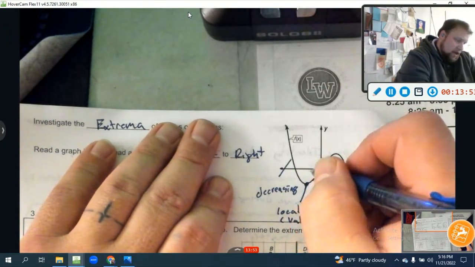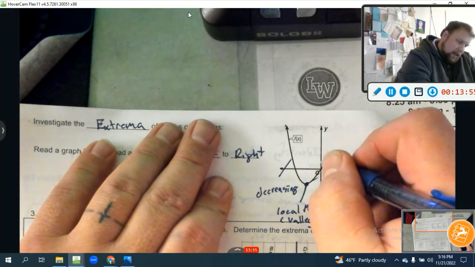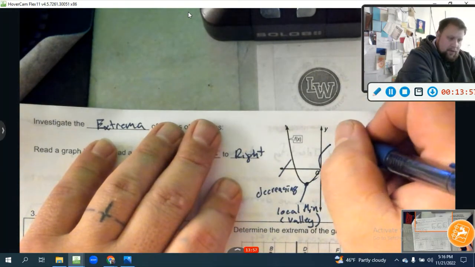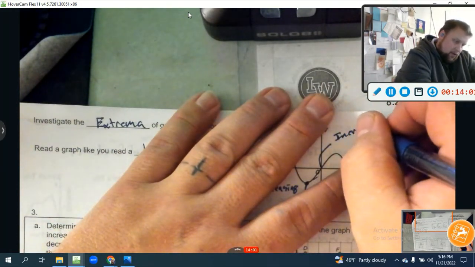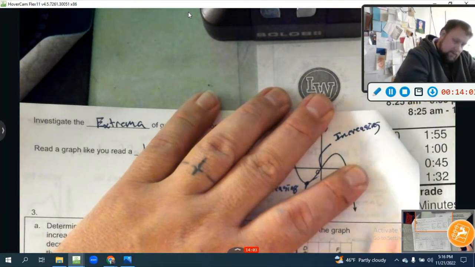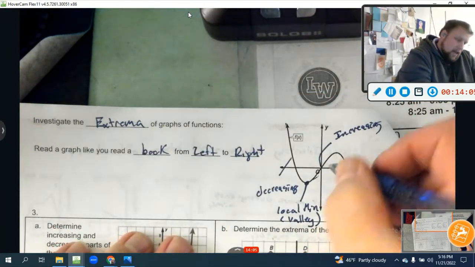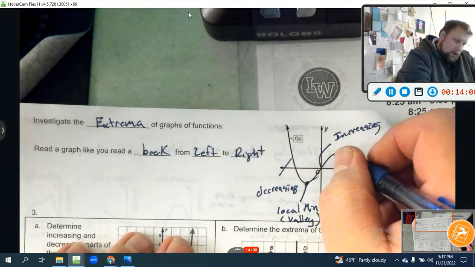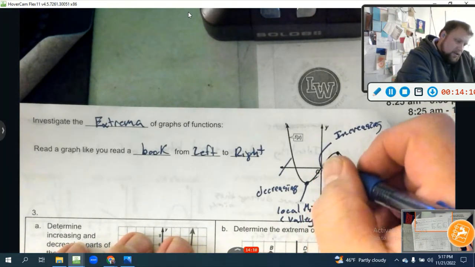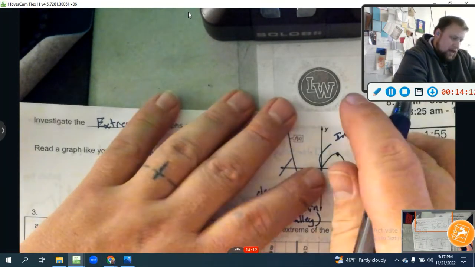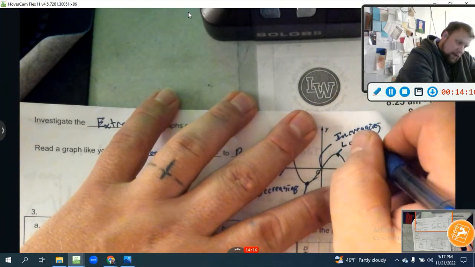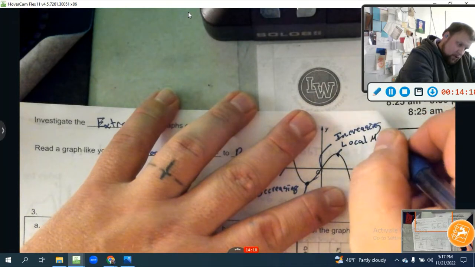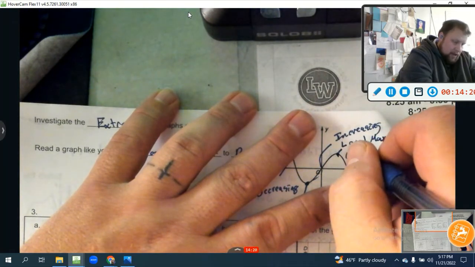Now, once it starts going up again, going from left to right, it starts to increase. So now we are increasing. It's going to keep increasing until it hits this point where it starts to decrease again. Notice this looks like a mountaintop. We call that a local max. So this right here is a local max or local maximum, and I call that a mountaintop.